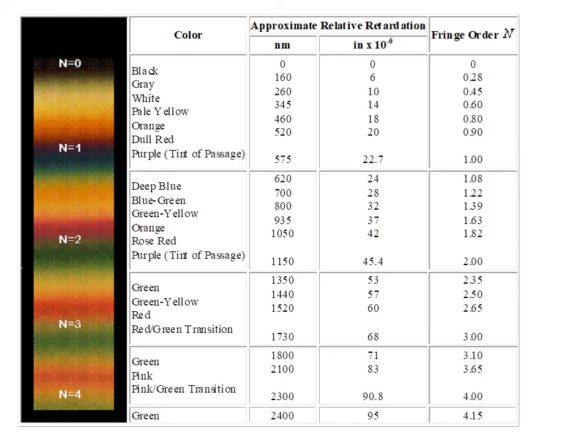So let's take a look at our fringe order chart shown here. On the left, we have our color scheme associated with n equals 0, n equals 1, n equals 2, n equals 3, and n equals 4. Related to our fringe order, we can see our color scheme here. For each of these colors, we have a corresponding relative retardation in nanometers and in inches times 10 to the 6, corresponding over here to the fringe order n on the right side. So we can use this chart in order to get information to plug into those equations.